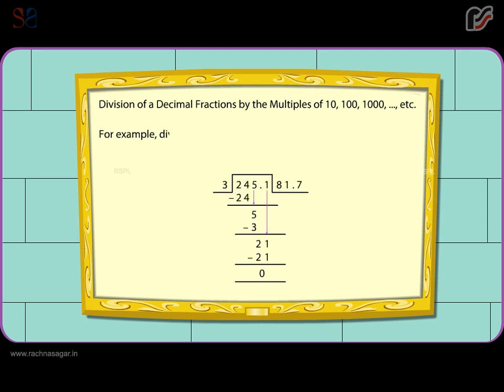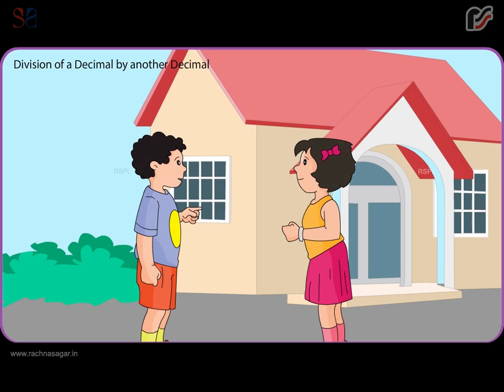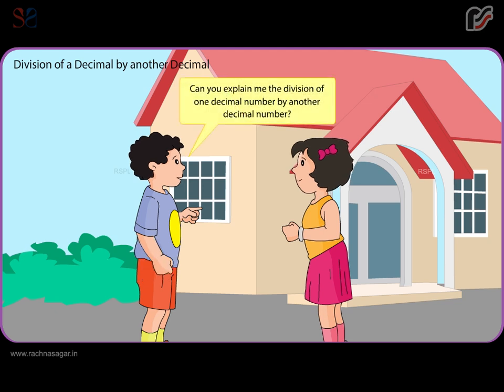Division of a decimal fraction by the multiples of 10, 100, 1000, etc. For example, divide 245.1 by 30 in the following manner. Division of a decimal by another decimal.